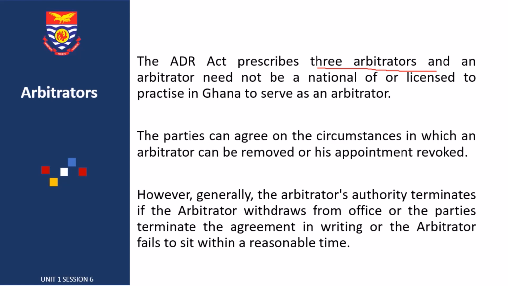So we should have an odd number, so the Act provides for 3 arbitrators. So each party provides 1 and the 2 appoint a third one. But you don't need to be a national or licensed to practice in Ghana before you can be an arbitrator. Also, because the parties have appointed the arbitrator, they can also state the circumstances under which the appointment will be revoked. They appointed you and they can also withdraw that appointment.